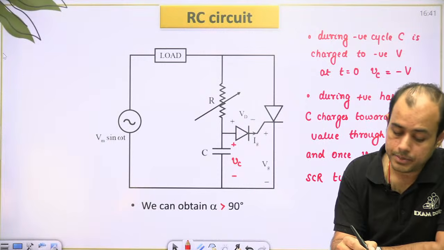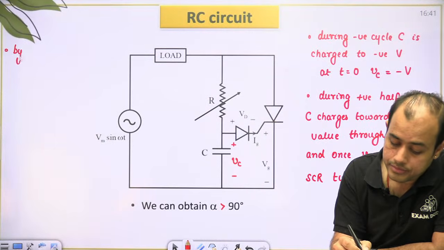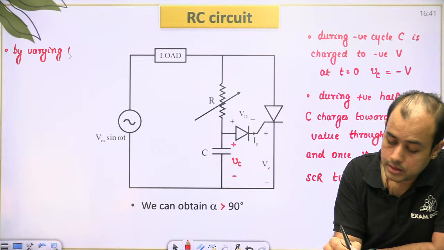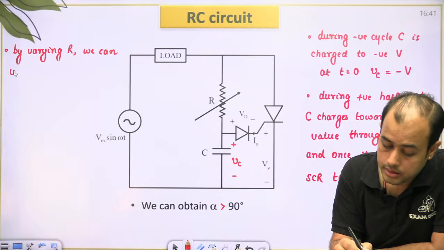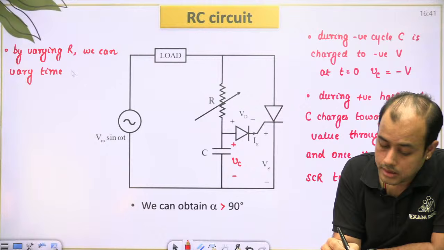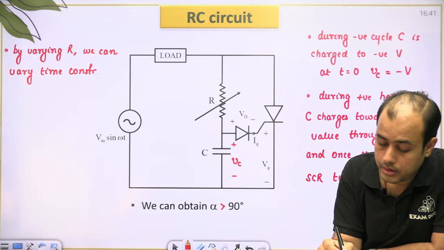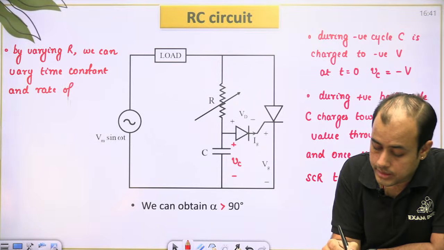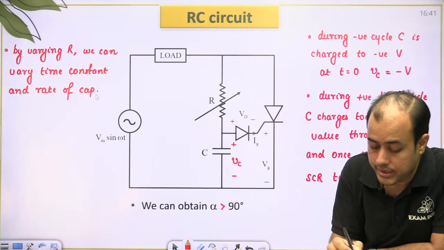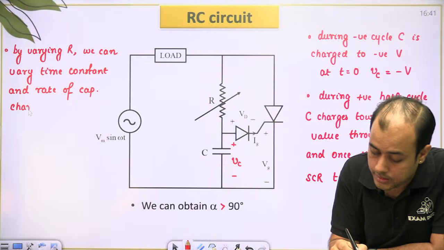Now in this circuit beta, by varying R, we can vary time constant and rate of capacitor charging. ठीक है, कैपेसिटर की चार्जिंग का रेट वेरी कर सकते हैं.